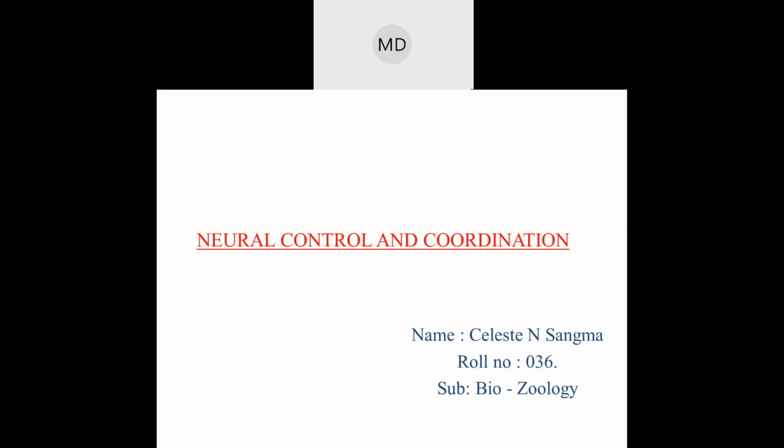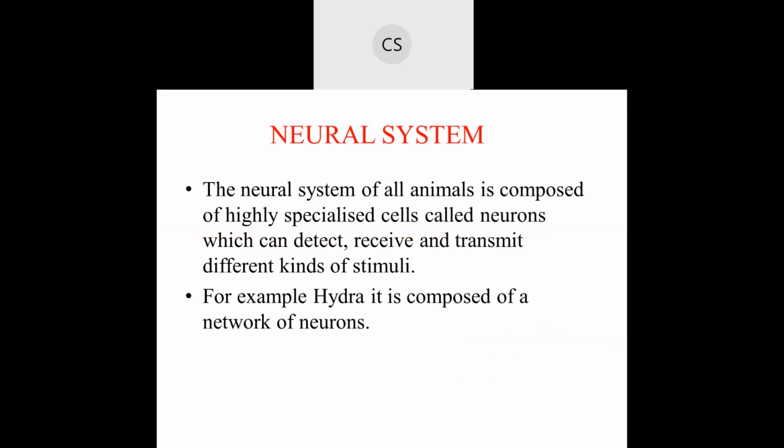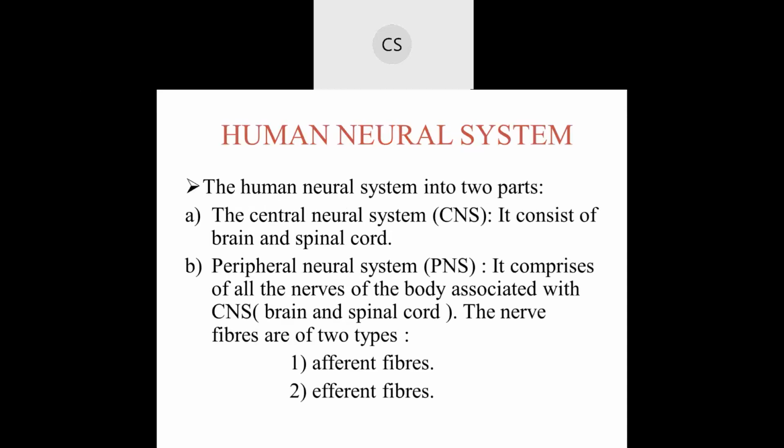everyone. My name is Celestia, and the topic which I'm going to present is neural control and coordination. Neural system. The structural and functional units of the neural system are known as neurons. They can detect, receive, and transmit stimuli. Example, Hydra. It is composed of a network of neurons. Human neural or nervous system is classified into two types: central nervous system, CNS, and peripheral nervous system, PNS. Central nervous system consists of the brain and spinal cord, whereas peripheral nervous system consists of all the nerves connected to the brain and the spinal cord.